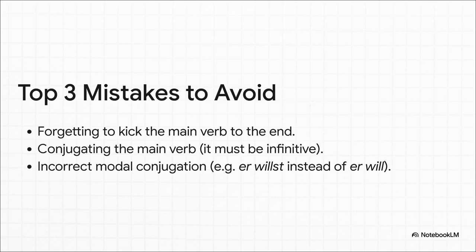So, to wrap it all up, here are the top 3 mistakes to watch out for. Number 1, forgetting to kick that main verb to the end. Number 2, conjugating the main verb when you shouldn't. And number 3, messing up the modal conjugations, especially forgetting that ich and er are the same. Dodge these 3 and you're golden.